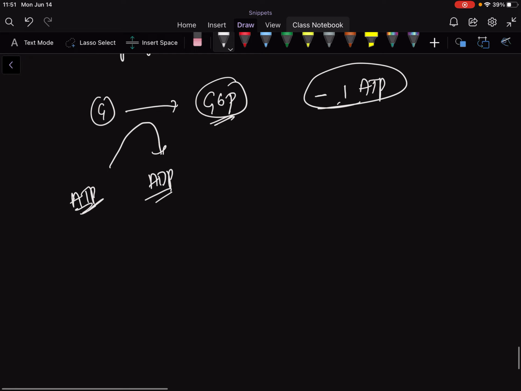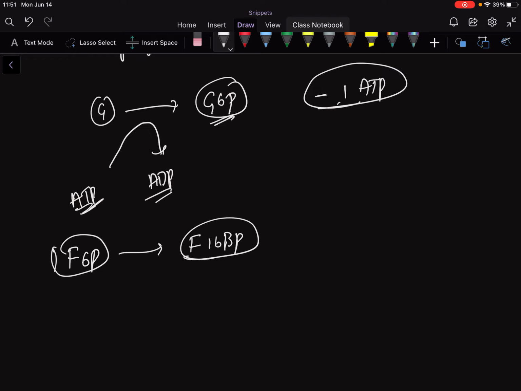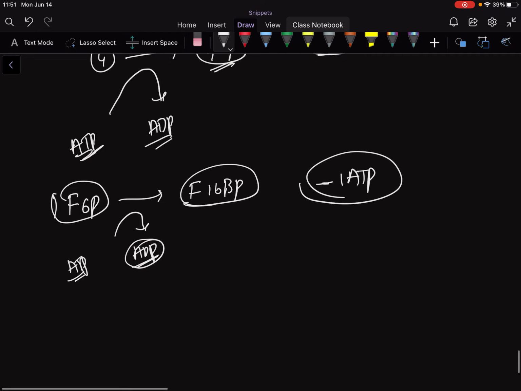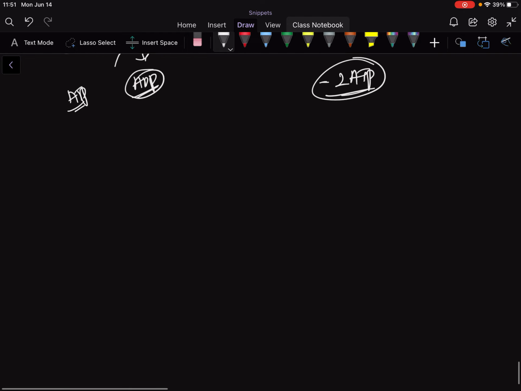Next step is fructose 6-phosphate being converted into fructose 1,6-bisphosphate. Okay, so we are again converting the ATP into ADP, right? So again one phosphate is lost, and it is added to the first position. So again we are investing 1 ATP here, right? So totally we are investing 2 ATP. Now we will take a look at the returns.